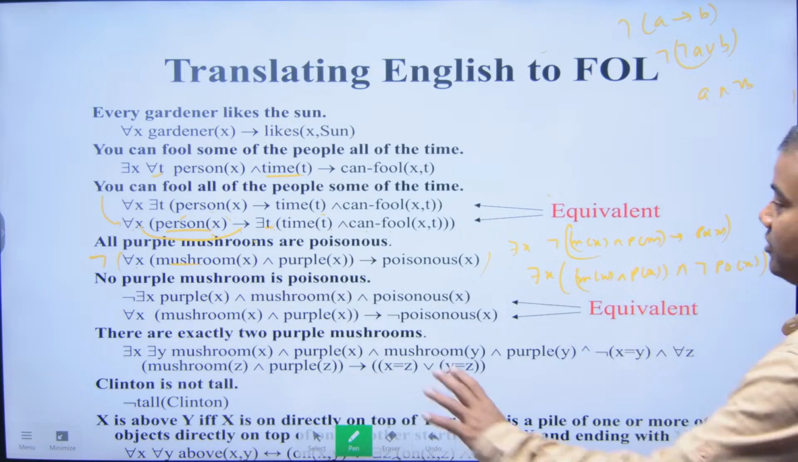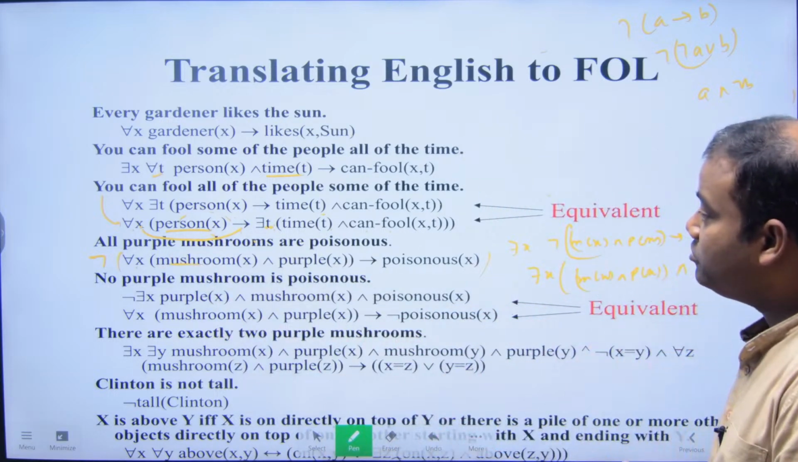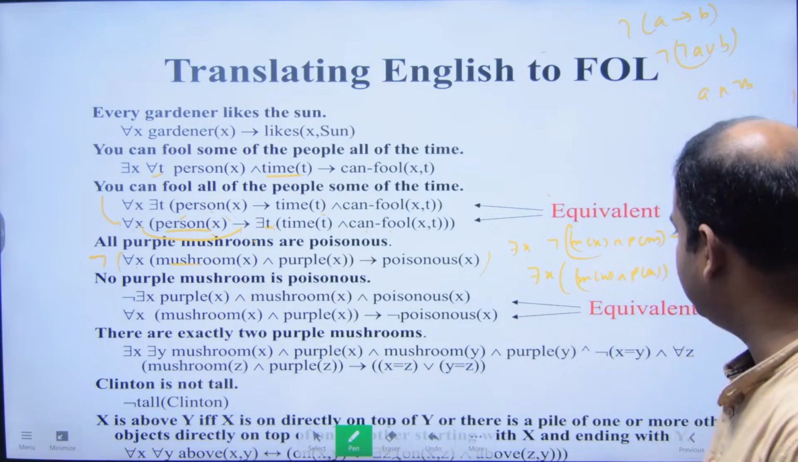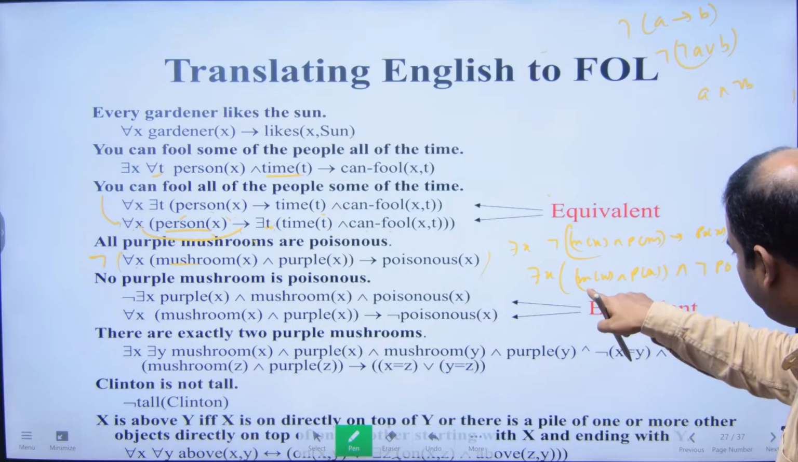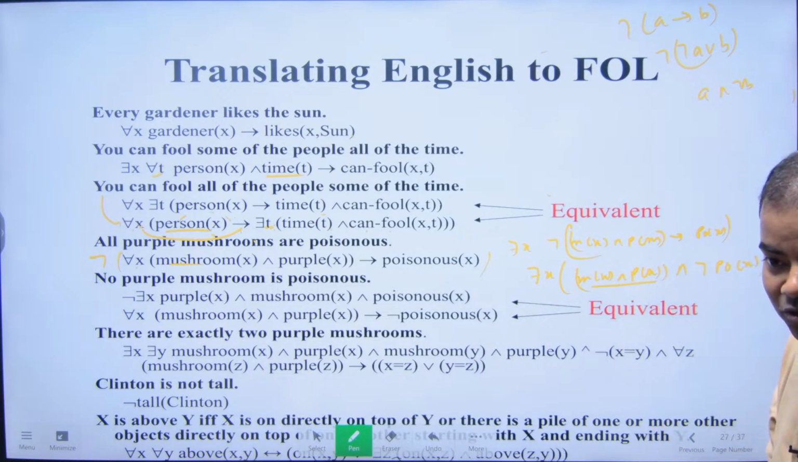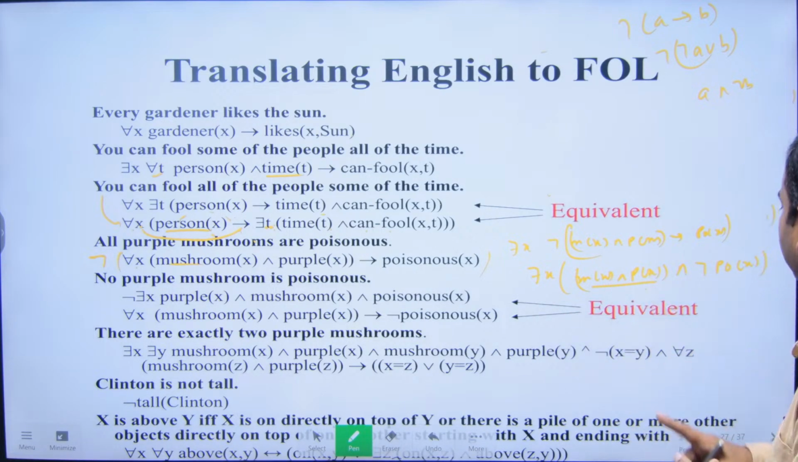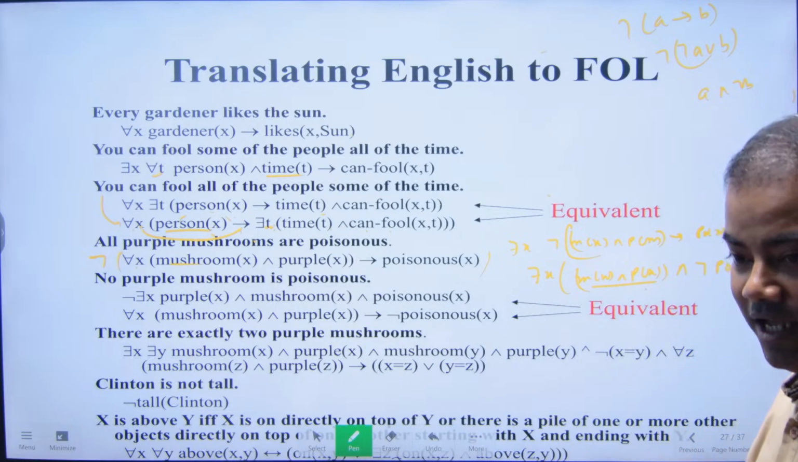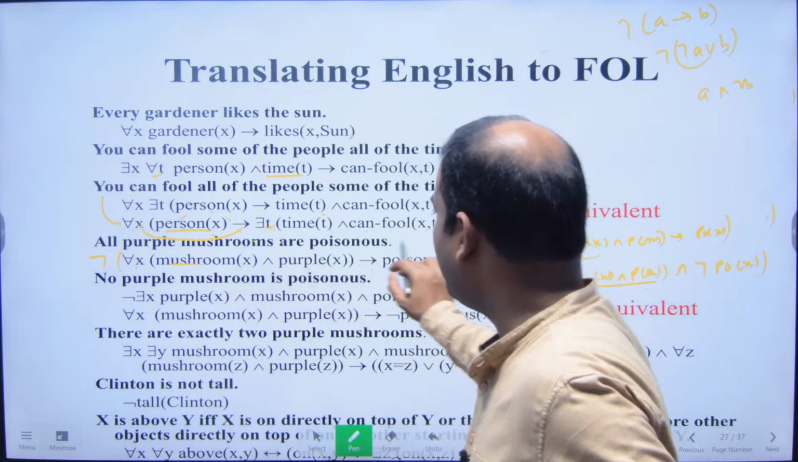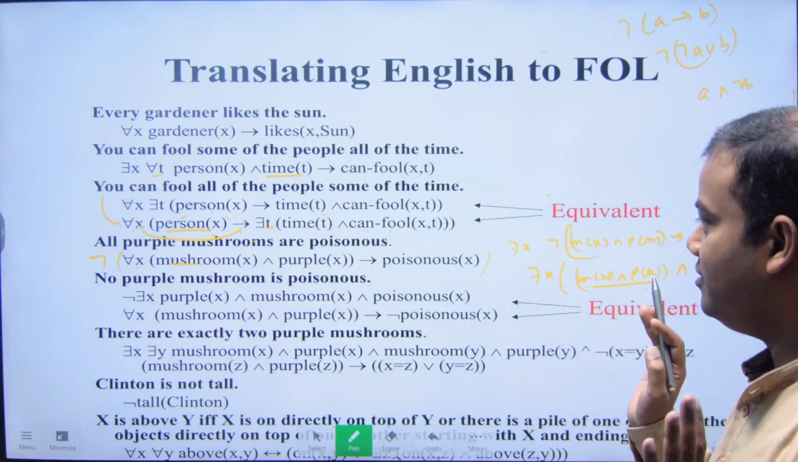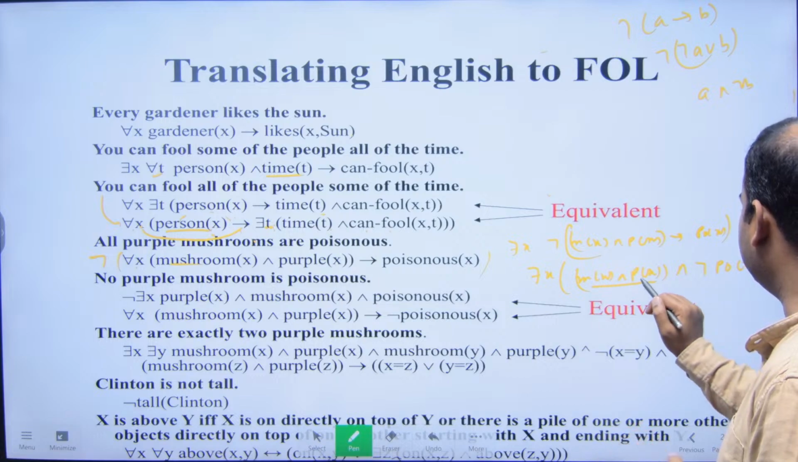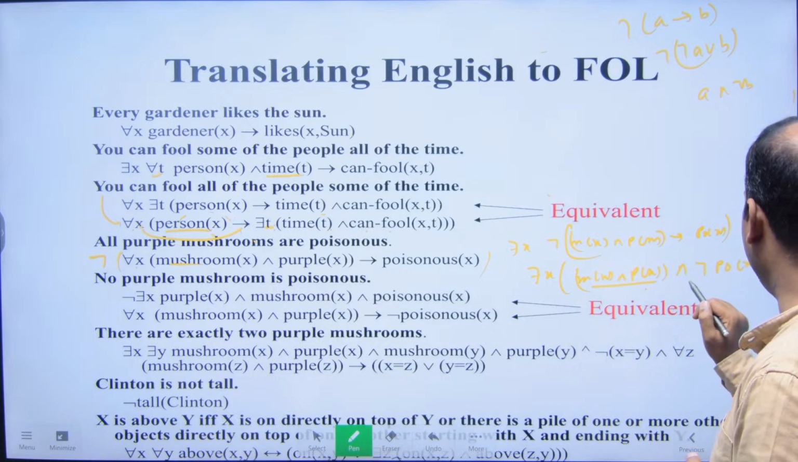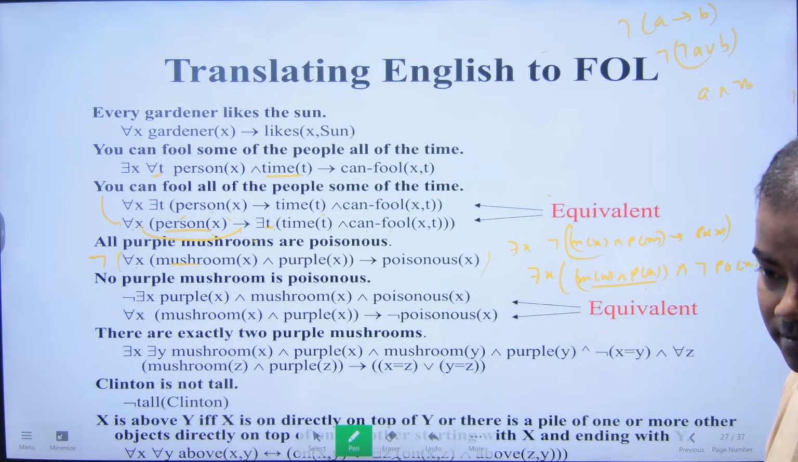Now what is the negation of this statement? All purple mushrooms are poisonous. So negation means there exists at least one purple mushroom which is not poisonous. Is it clear? The negation of all purple mushrooms are poisonous is that there exists at least one purple mushroom which is not poisonous. Okay?